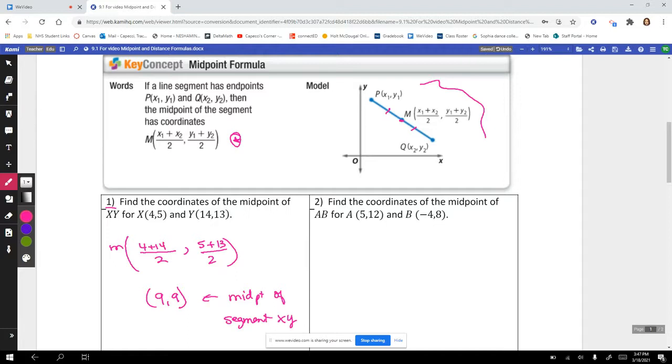Okay, let's do the same thing. Again, if you want to pause the video and try it, you're welcome to do so. My midpoint: I'm going to add 5 and negative 4, divide that by 2, add 12 plus 8, and also divide that by 2. This gives me 1/2, and then 12 plus 8 gives me 20, divided by 2 gives me 10. This is a good one to show you that it doesn't necessarily have to be a whole number. We can have fractions in there as well.